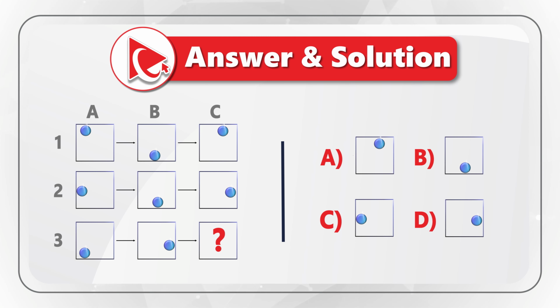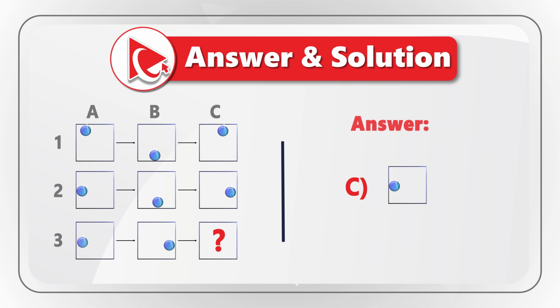If you look closely at the picture, the ball in row 3 moves from position 1 to position 2 and then to position 3. So the correct answer here is choice C.